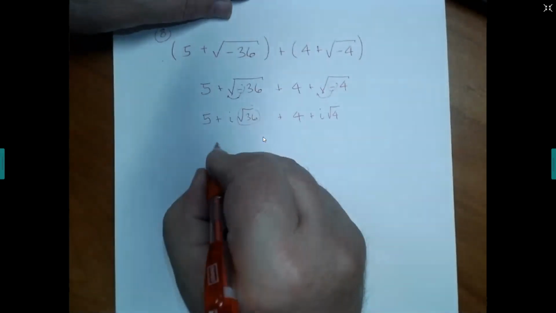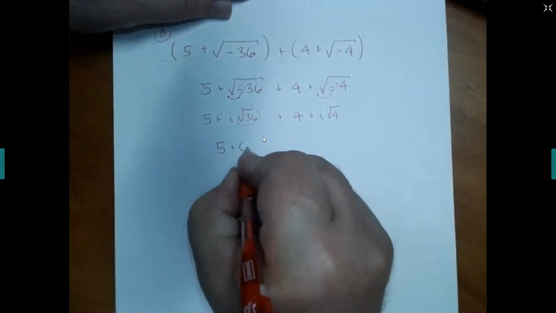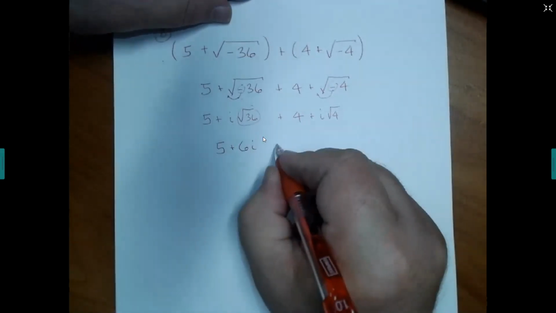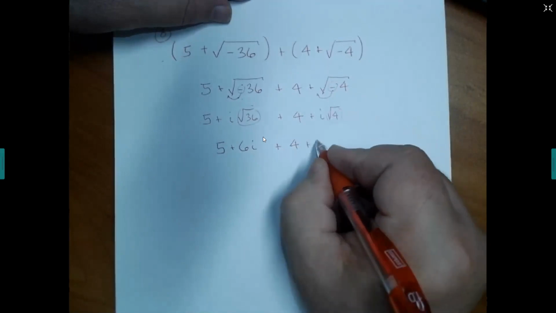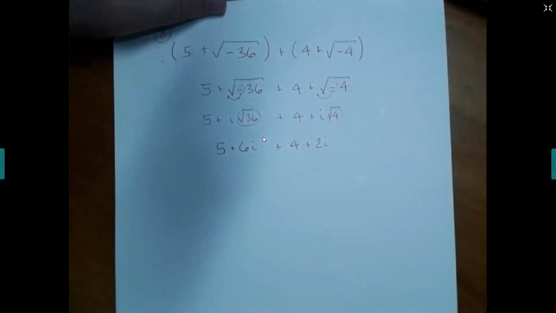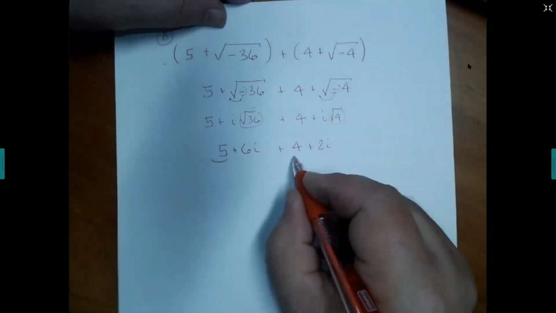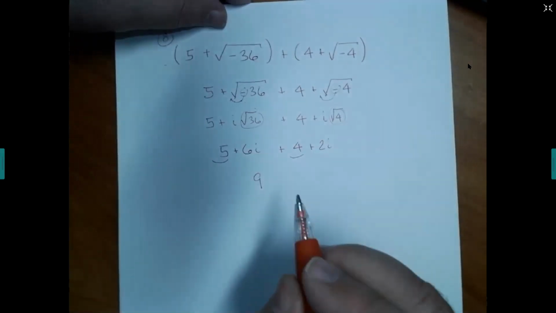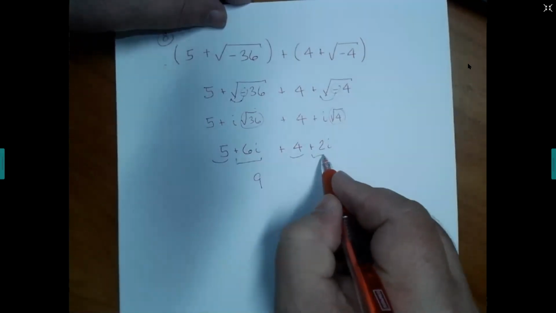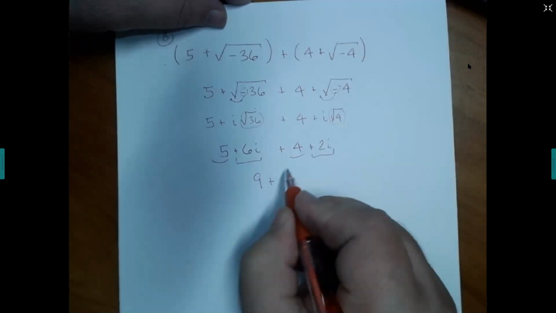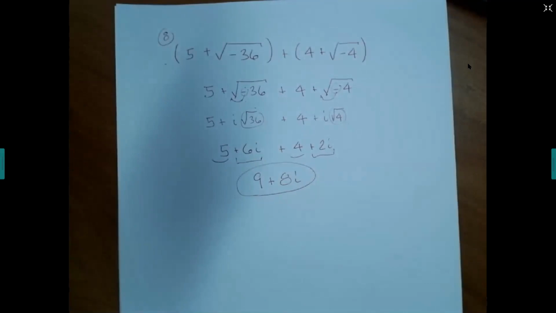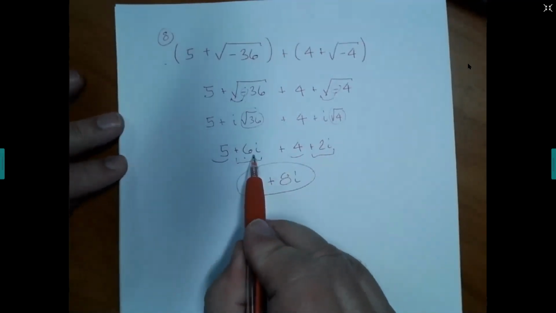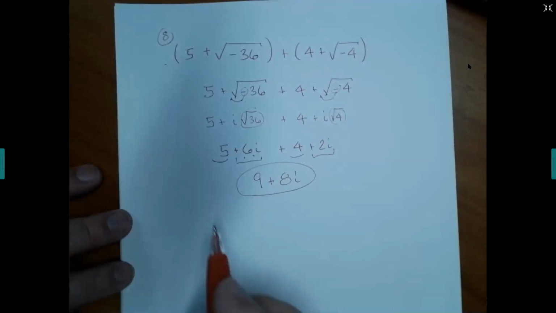Square root of 36 is 6. So 6 times 6 is 36. Square root of 4 is 2. Combine like terms. 5 plus 4 is 9. Positive 6, positive 2, they're both positive. 6 plus 2 is 8i. Basically, what it's saying is I have 6 i's over here and I add 2 more i's, so I get a total of 8 i's.